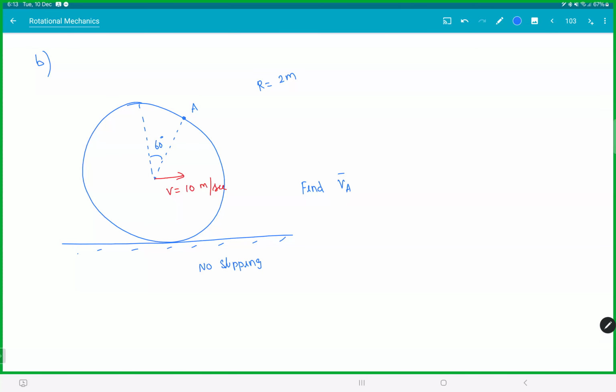Every time they won't say the body is rolling and everything, they'll simply go like this. So it is understood there is an omega in the question, or else this point would skid on the floor. So they are indirectly asking you to find the omega and then find VA. Get this. This would be a proper mains level question.